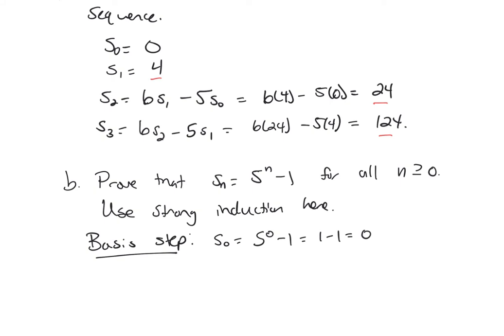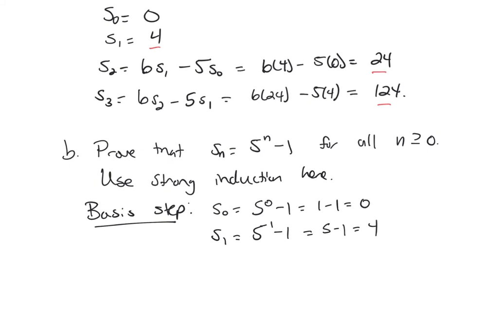We're also going to need to plug in 1 into this formula. S1 is 5 to the first minus 1. 5 minus 1 is 4. That is also true. So now my basis step is complete. I can say my formula is true for 0 and 1, and that completes our basis step in this strong induction. So now let's do the inductive step.